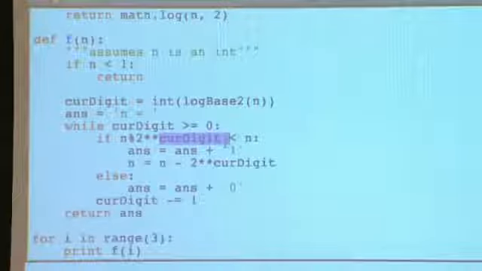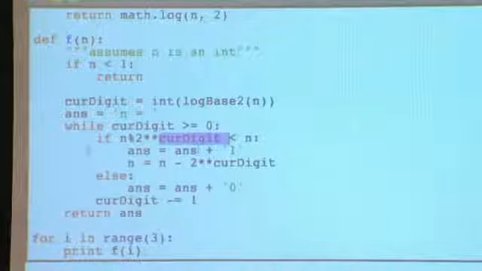If that's less than n, which it is, then my answer is going to be ans plus 1. So I'm going to append 1 to this string that I'm constructing. And then I'm going to subtract whatever this part is. So 2 to the cur digit, in this case 2 to the 1, it's just going to subtract this off, right? And then cur digit is going to be decremented and moved here.